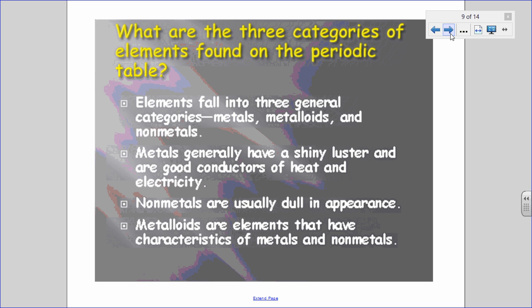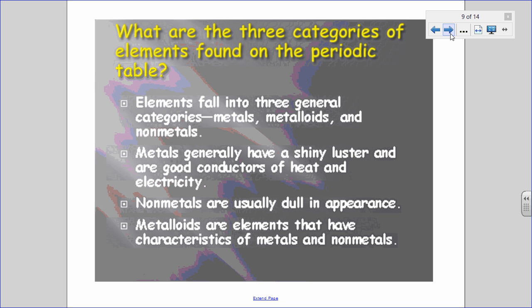So we're going to go back to the modern day periodic table in just a few minutes and look at how you can see, well, all of these elements that are over here are metals. All of these are nonmetals. And then you have one small group that are what we call metalloids. Metals generally have a shiny luster and are good conductors of heat and electricity. You will notice when we go back to the previous slide that the metal category is the largest category of elements on the periodic table.